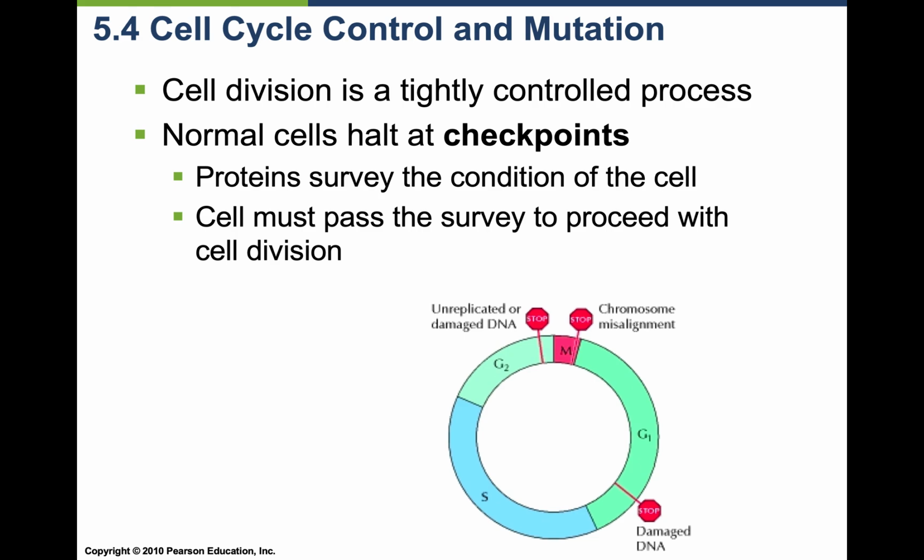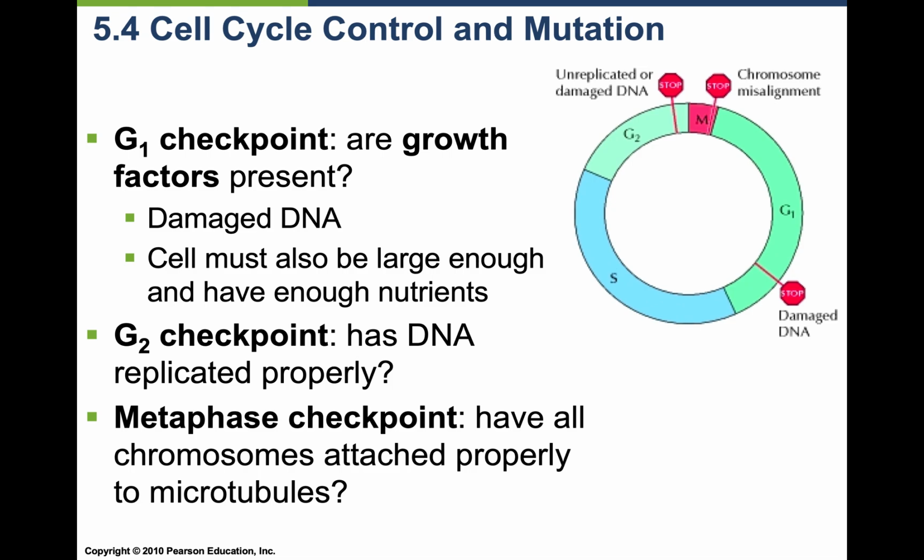Well, luckily, cellular division is a really tightly controlled process. Normal cells have the ability to actually halt cellular division at checkpoints, and these are essentially places throughout the cell cycle where proteins can survey the conditions of a cell, and the cell has to pass the survey or it will be destroyed or not continue through cellular division. So let's go over each one of these.